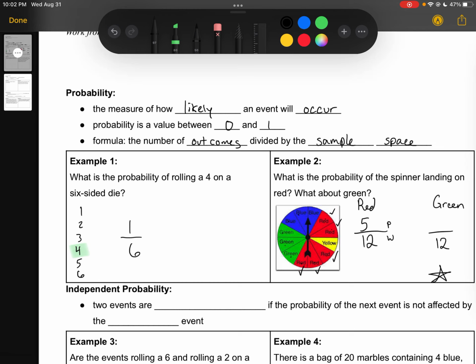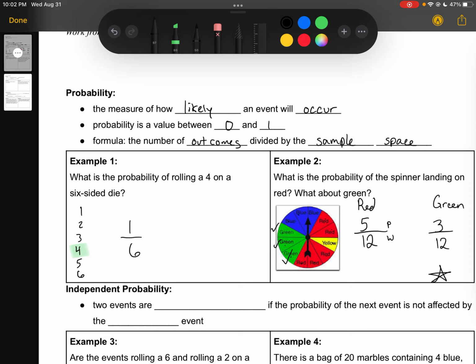All right, so taking a look at green, still 12 total. The difference now is we are not looking at reds anymore. We are just looking for where is this green. So we have 1, 2, 3. So 3 out of 12. If you simplify that fraction, 1 out of 4, if you put it as a decimal, 0.25, put it as a percent, 25%, all of those mean the same thing. 3 out of every 12 times you spin this, you should find a green underneath your spinner.